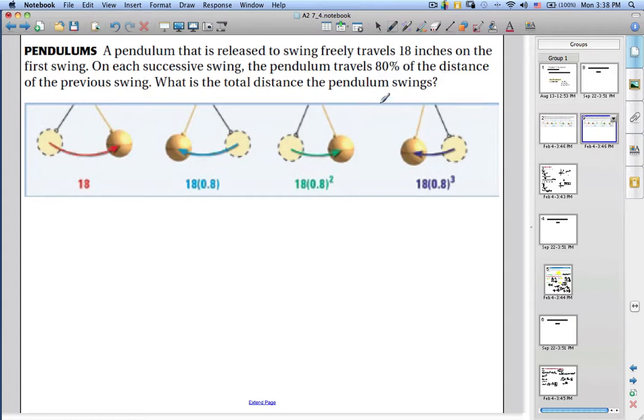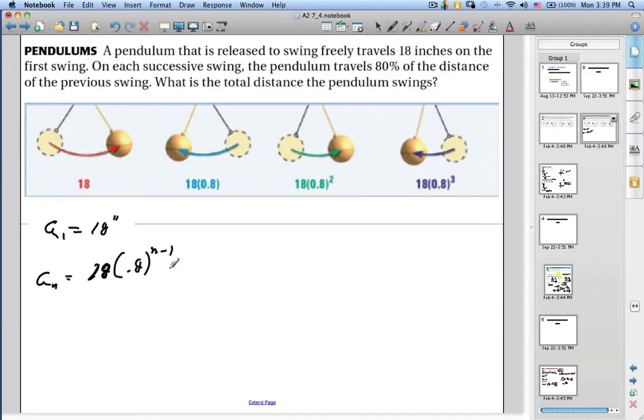So as my pendulum swings, it travels 18 inches on the first swing, so I know a sub 1 is equal to 18 inches. Okay, so that's important. On the first swing, that's going to be my a sub 1. And on each successive swing, it's going to travel 80% of the distance. So I know that my common ratio is going to be 0.8, 80%, to the n minus 1. So my rule, a sub n, would be equal to 18 times 0.8 to the n minus 1. So for my first term, 1 minus 1 would be 0. 0.8 to the 0 power is 1 times 18, that gives me a sub 1.